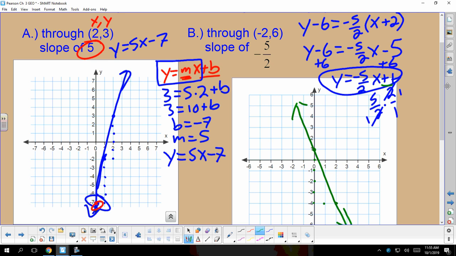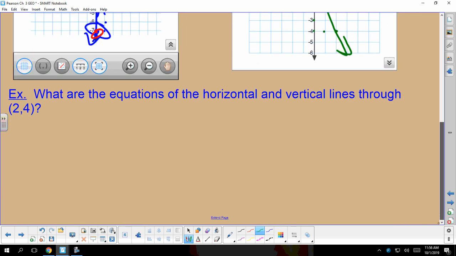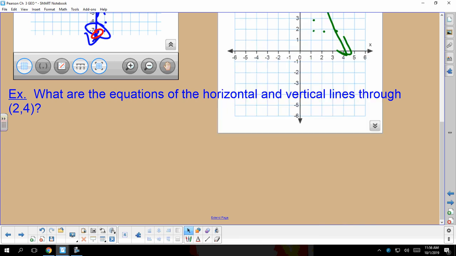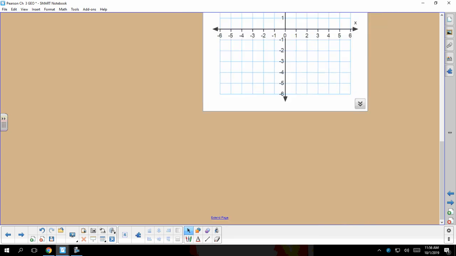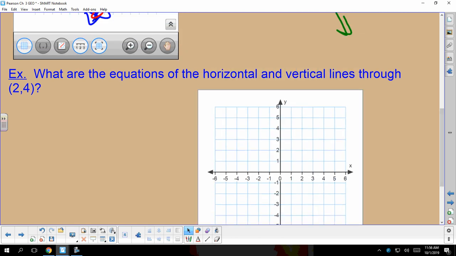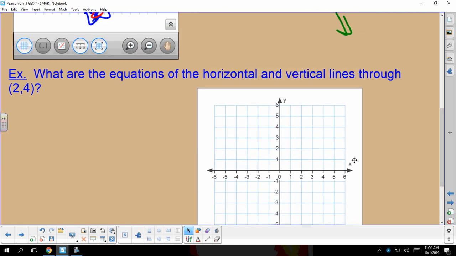All right, moving down. I'm going to go ahead and steal this coordinate plane here. And we want to know the equation of the horizontal and vertical lines through the point (2, 4). So I want to know the equation of this blue line and the equation of this red line.